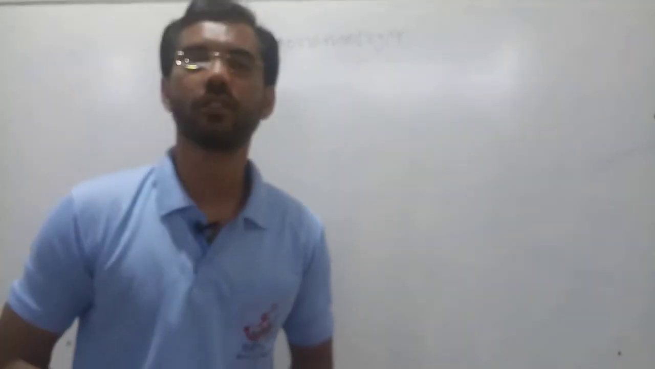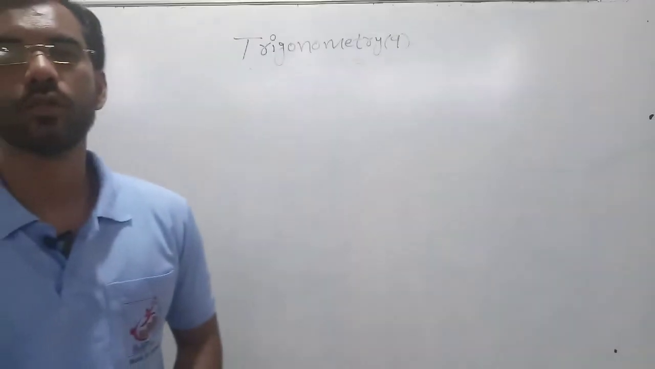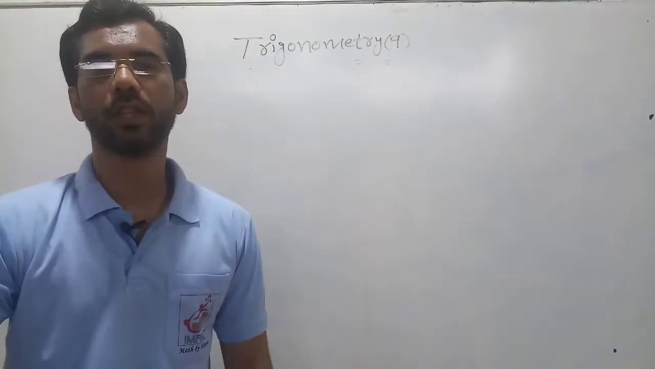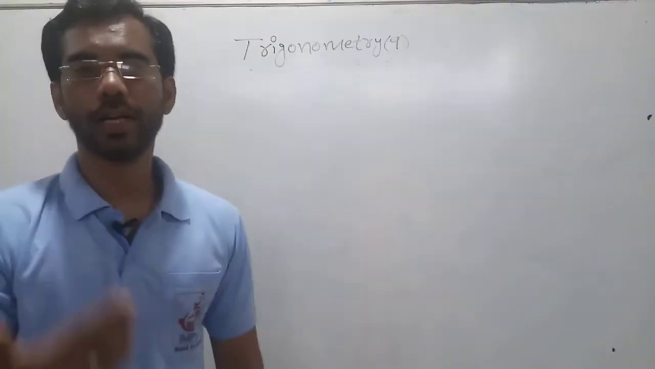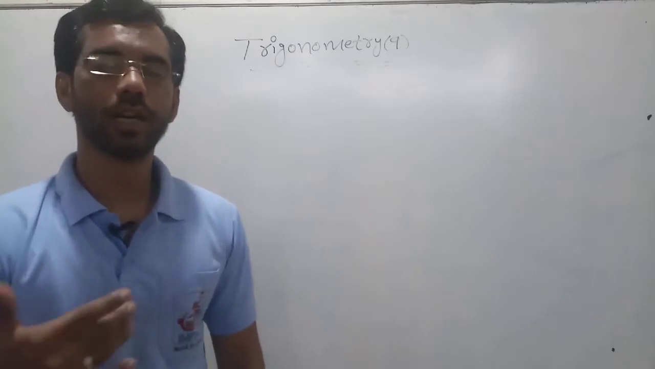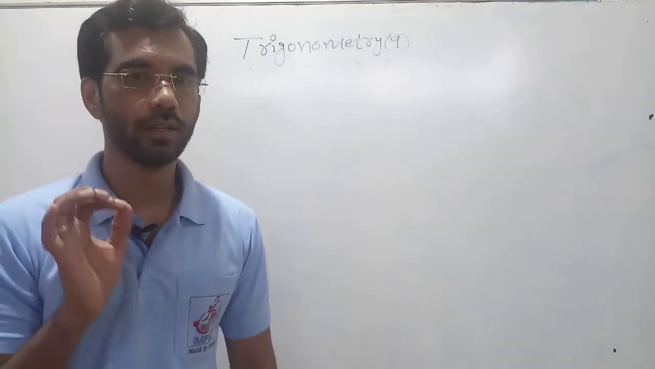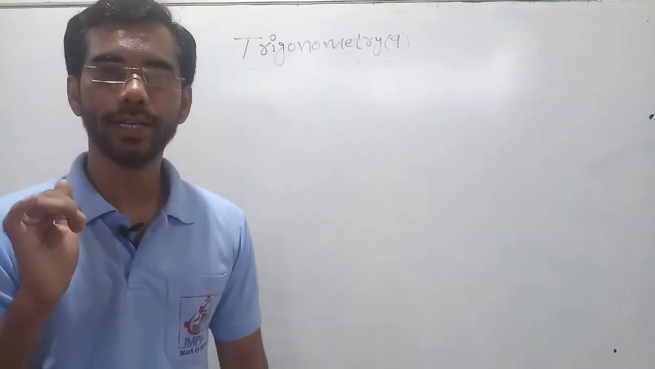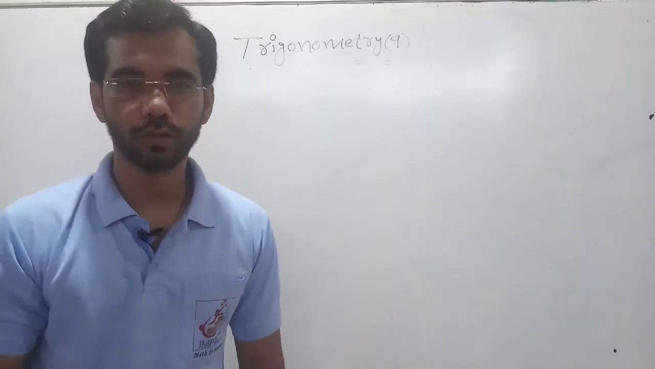Hello my dear students, today we are going to see trigonometry part 9. In this we will see how the values of sine, cos, tan, cot, cosec and sec of 90 degrees are found. Okay, sine, cos, tan, cot, cosec and sec 90 degrees values.